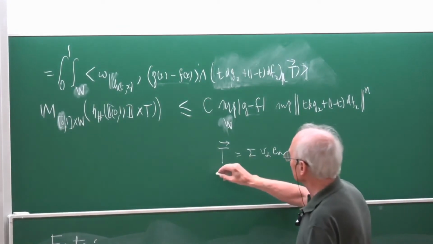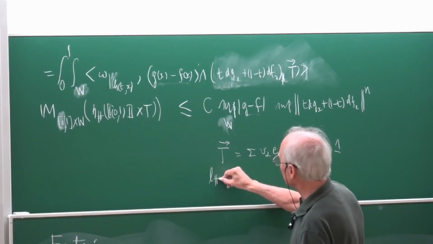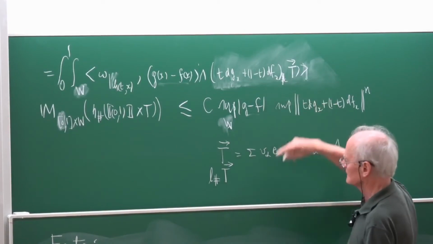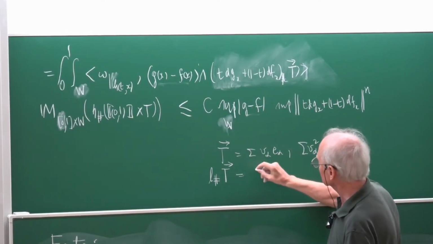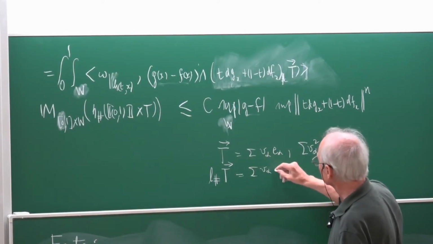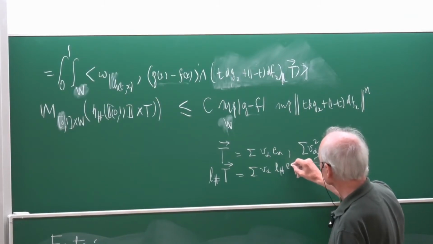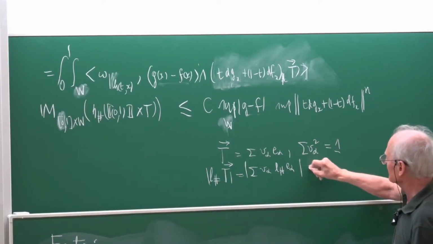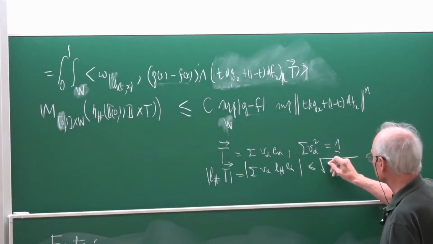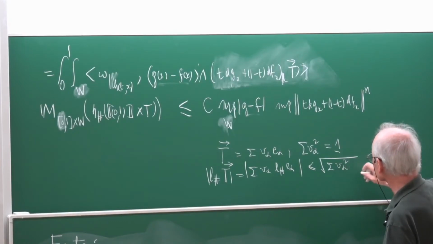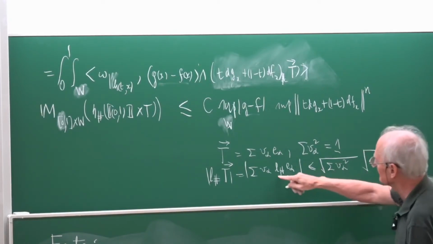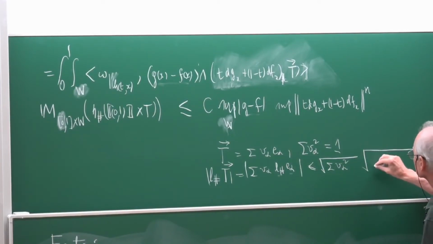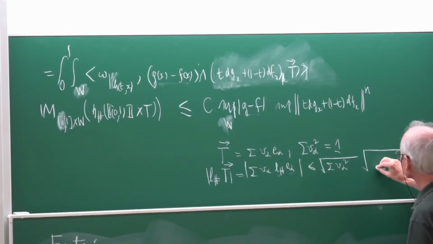So if you take a linear map, L sharp t, I mean, that's what we're doing here, right? This is a linear map applied to t arrow. Well, that's the sum of v alpha, L sharp e alpha. And that's less than or equal to the square root of the sum of the v alpha squared, times the square root of the nth power of the norm squared.